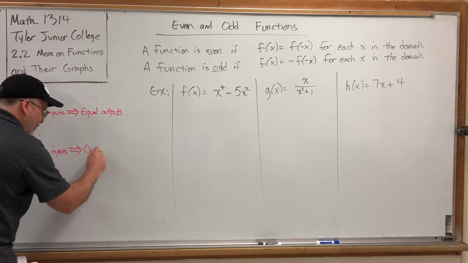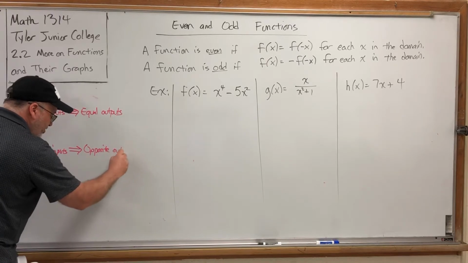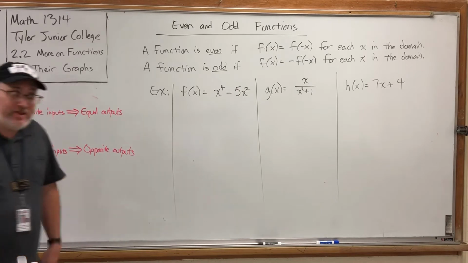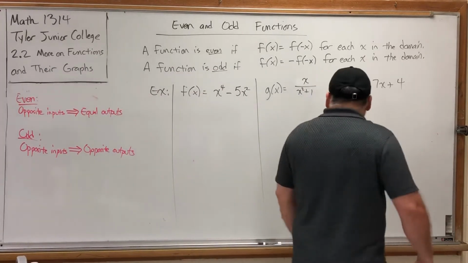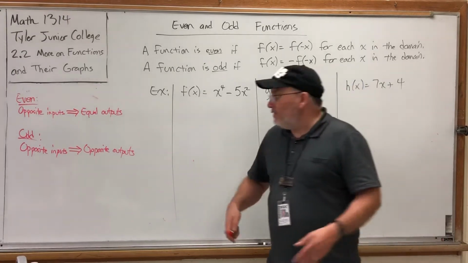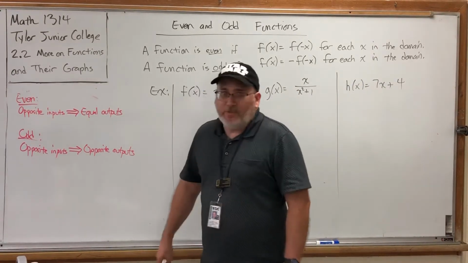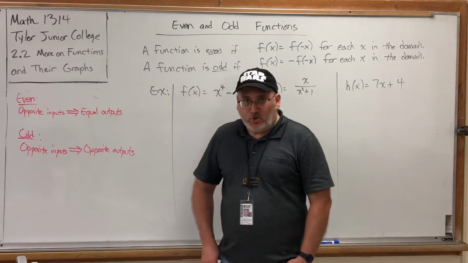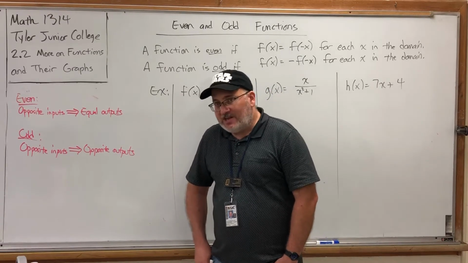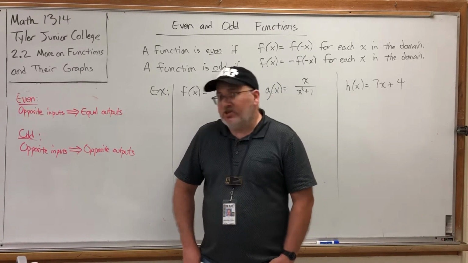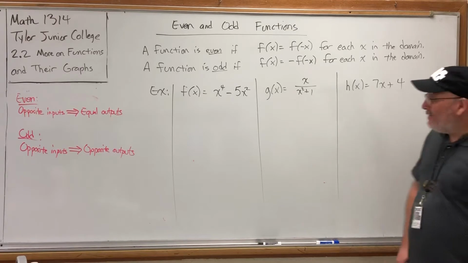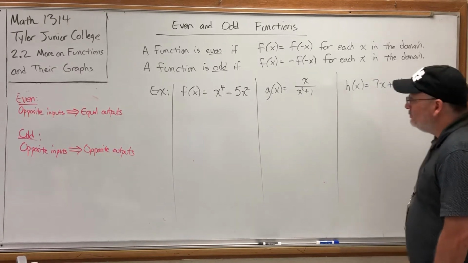Now it's worth mentioning that functions don't have to be even or odd. You can put in an opposite input and get two completely different answers like 5 and 19. But if opposite inputs like negative 3 and 3 both turn into the same number like 9, or opposite inputs like negative 2 and 2 produce opposite outputs like negative 8 and 8, that's what constitutes being even or odd. All right, so let's analyze these functions to see if they're even or odd, and then I'll tell you what the heck this has to do with symmetry.